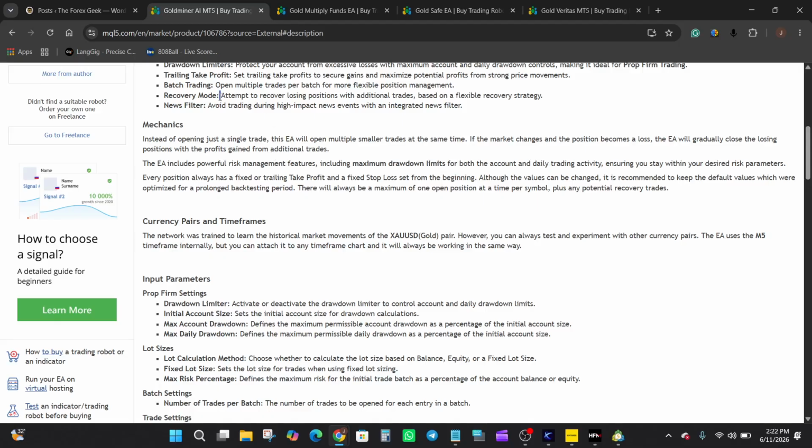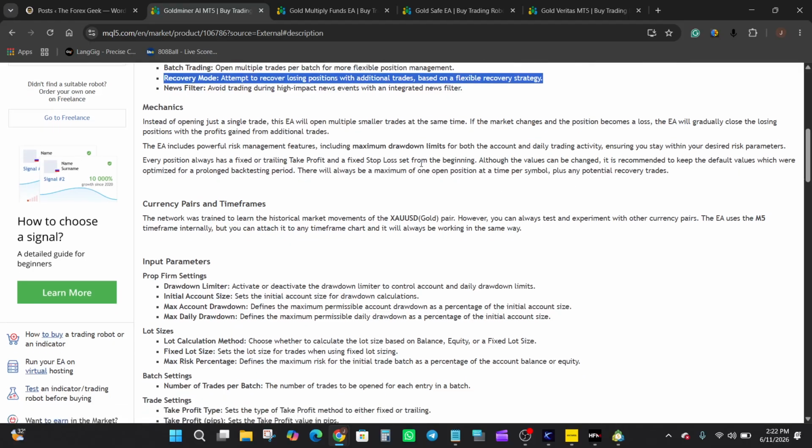Recovery mode is another major component discussed throughout the product page. The developer explains that instead of opening a single large trade, the EA can split entries into several smaller positions. If the market moves against the initial entry, additional recovery trades may be opened, with profits from favorable positions being used to gradually offset losing positions. The description notes that this recovery approach is based on Fibonacci retracement theory.